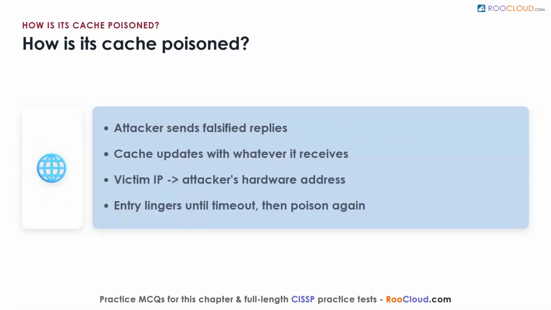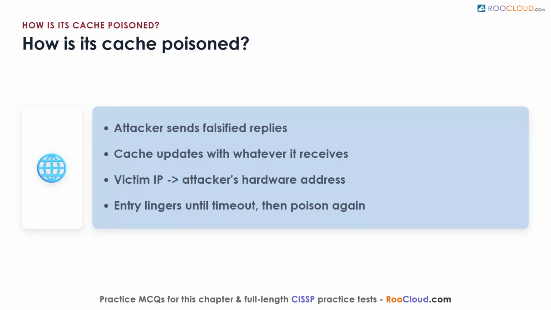How is its cache poisoned? By an attacker sending falsified replies. Because a device updates its cache with whatever reply it receives, an attacker can simply answer with a lie, mapping a victim's IP address to the attacker's own hardware address. Traffic then flows to the attacker instead of the real destination.